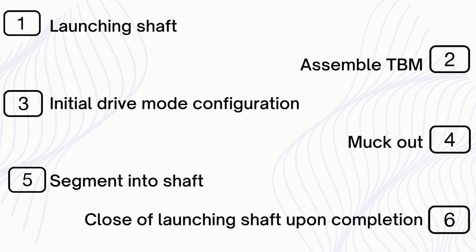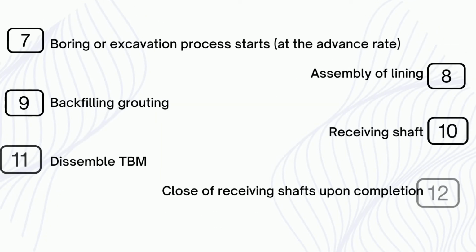Note that during the first to sixth steps on the working yard, there will be a fabrication of segments, setting out gantries, and slurry treatment facilities, and etc. Moving on to the next one. Seven, boring or excavation process starts at the advanced rate. Eight, assembly of lining. Nine, backfilling grouting. Ten, receiving shaft. Eleven, disassemble TBM. And last but not least, close of receiving shaft upon completion.